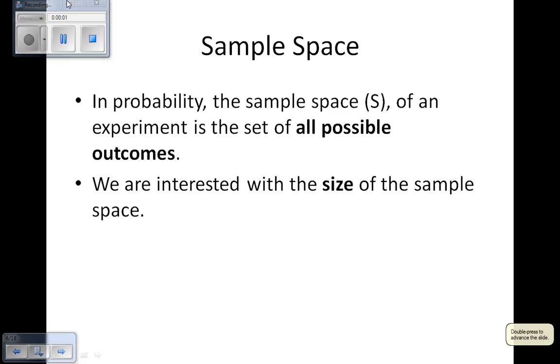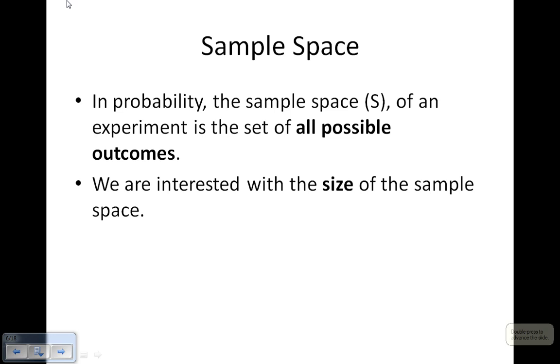So we've talked about the fundamental counting principle, and now we're going to take it a little bit further and talk about the sample space. In probability, the sample space of an experiment is the set of all possible outcomes. And we use a capital S when we talk about the sample space.